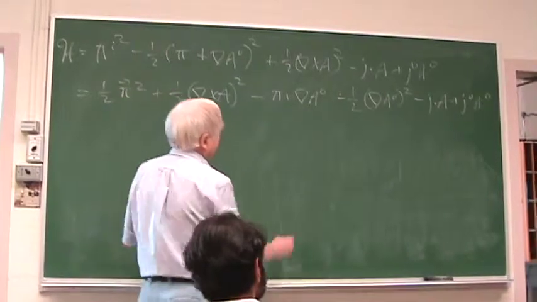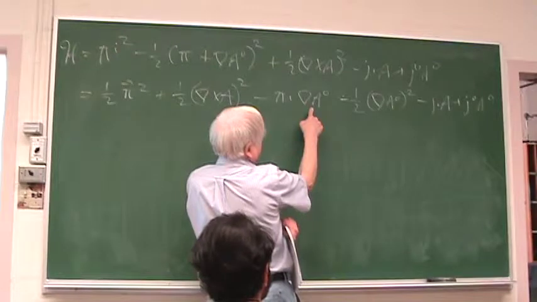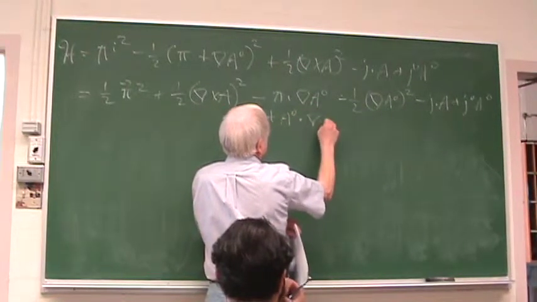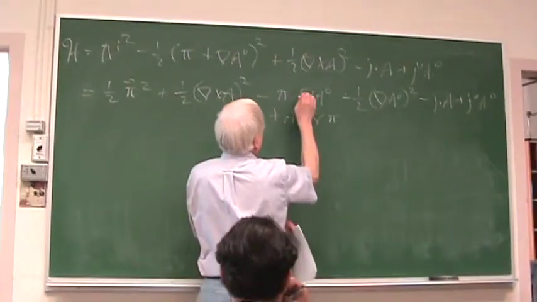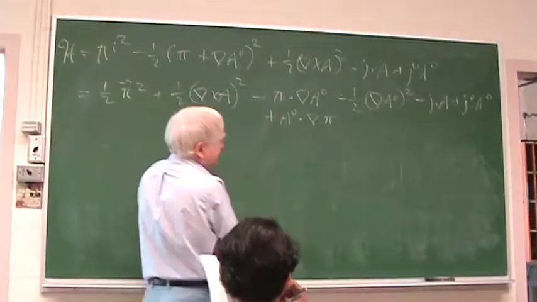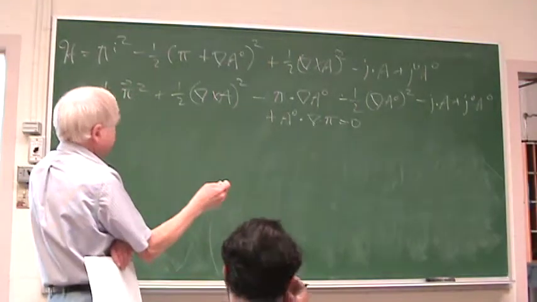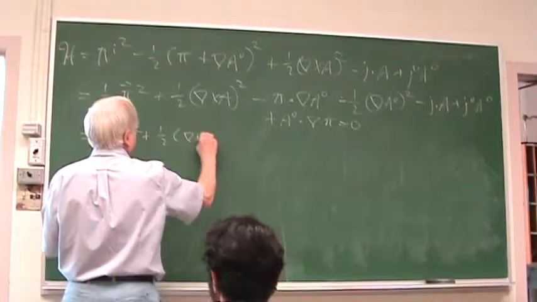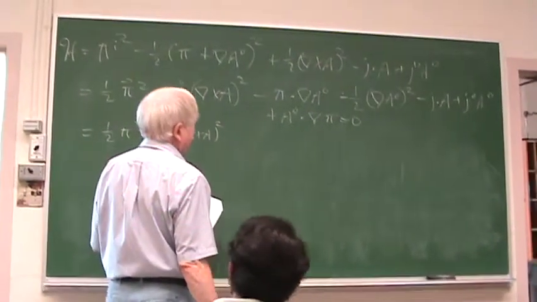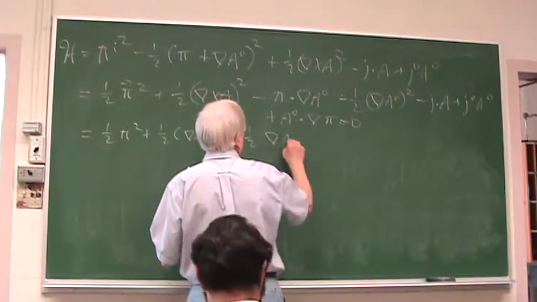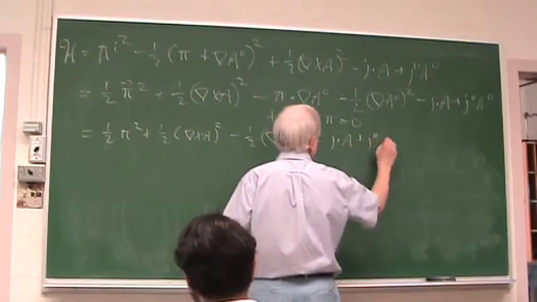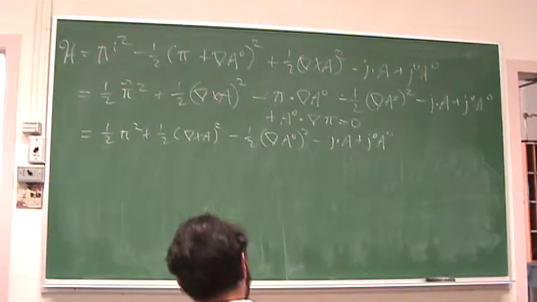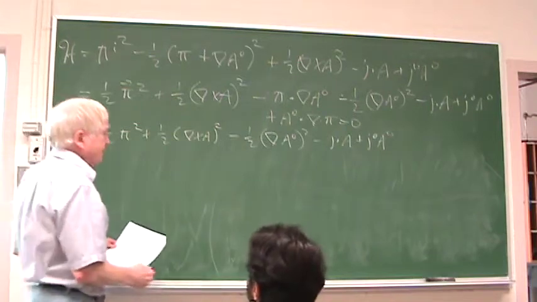And now, this thing, we can integrate by parts. We integrate by parts, this turns into plus A0 times the divergence of pi. On the other hand, pi is transverse, so that's zero. And so what we have then is 1/2 pi squared plus 1/2 curl A squared, and we then just have this term, minus 1/2 grad A0 squared minus J dot A plus J0 A0. Okay, now, this, of course, is all under an integral sign because we're computing the Hamiltonian, which is the space integral of that. Now the question is, what do we do about this?